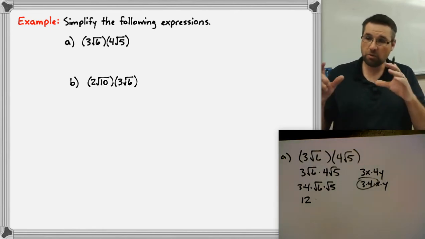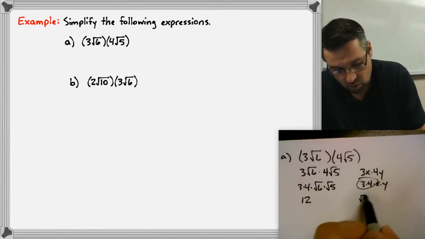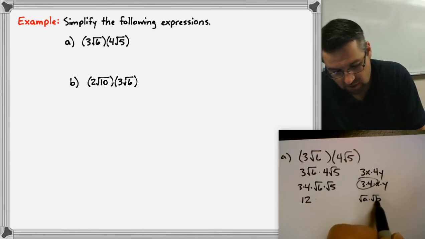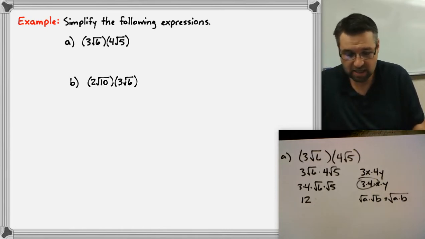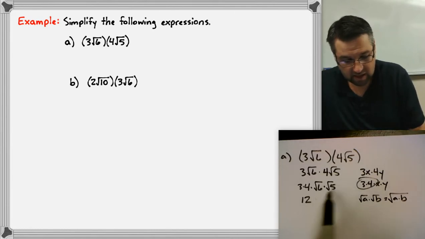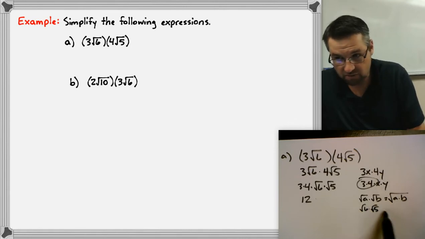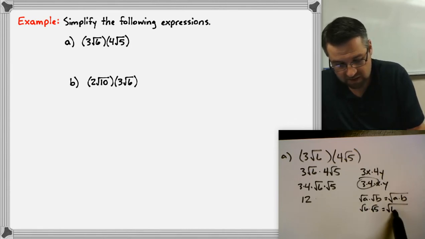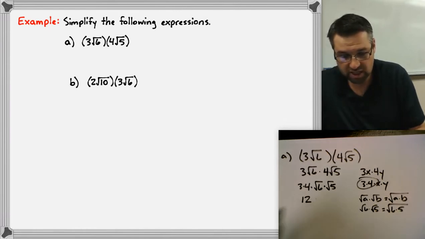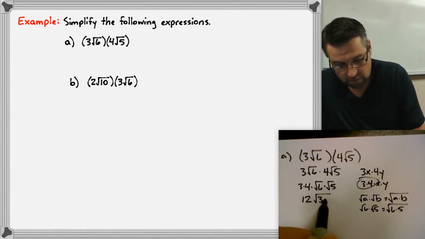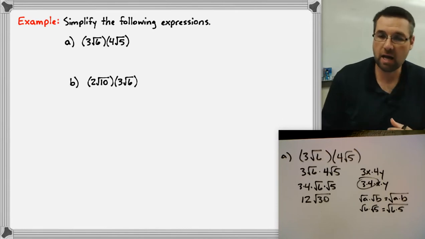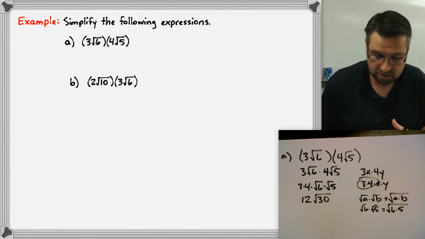And then based on what we just talked about, that the square root of A times the square root of B is the same as the square root of A times B, well, what does that mean? That means that in this case where I have the square root of 6 times the square root of 5, that's going to be, let me write that down here, the square root of 6 times 5, which is the square root of 30. And so now this is a lot easier to look at, a lot simpler to see.